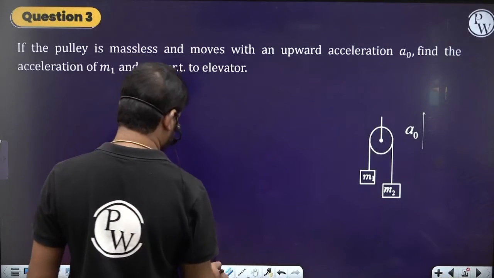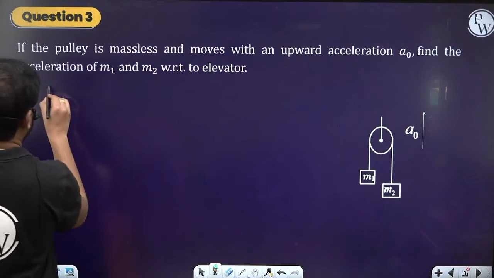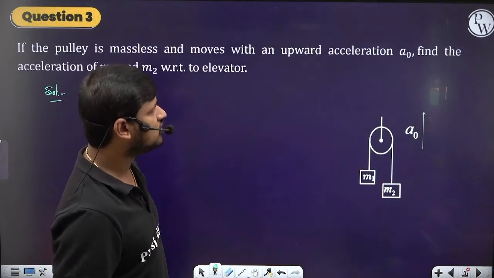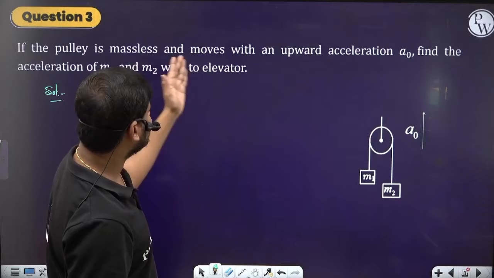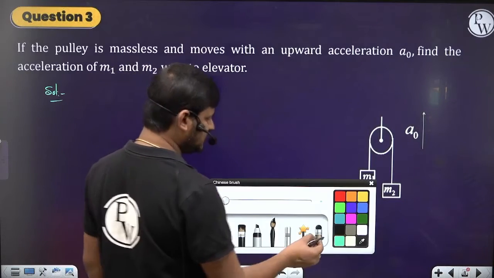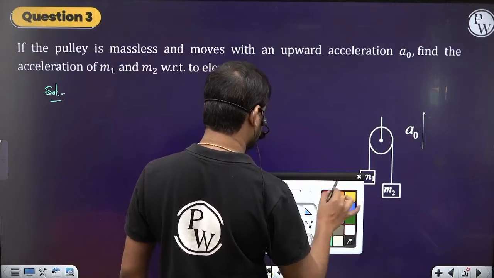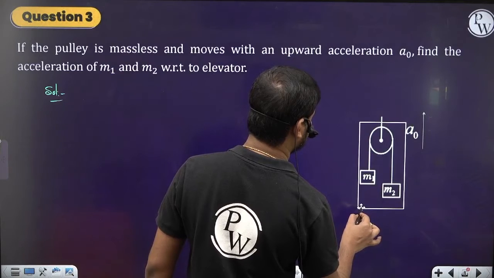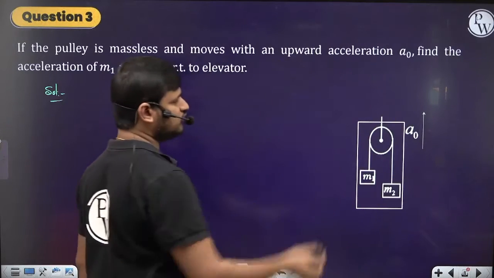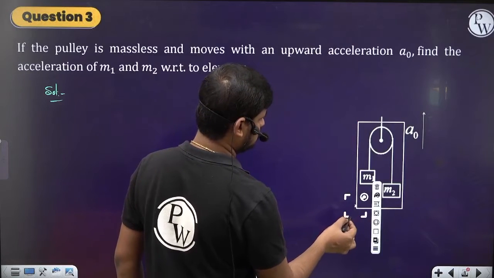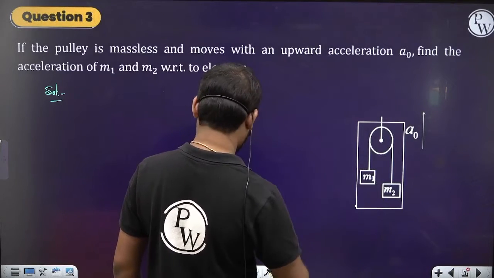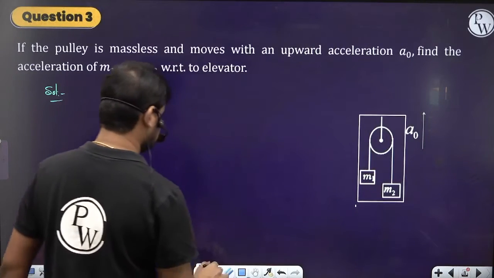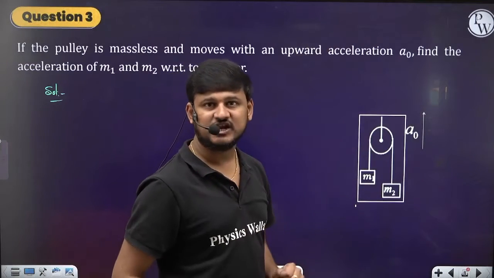The next question, the third one. If the pulley is massless and moves with an upward acceleration a0, find the acceleration of m1 and m2 with respect to the elevator. See here, this whole thing is in the elevator, but the elevator is not drawn, so let's draw it. The elevator is moving with an acceleration a naught upwards.